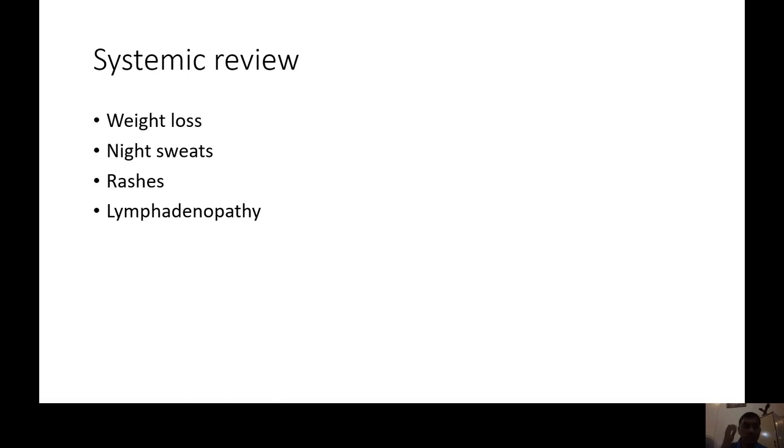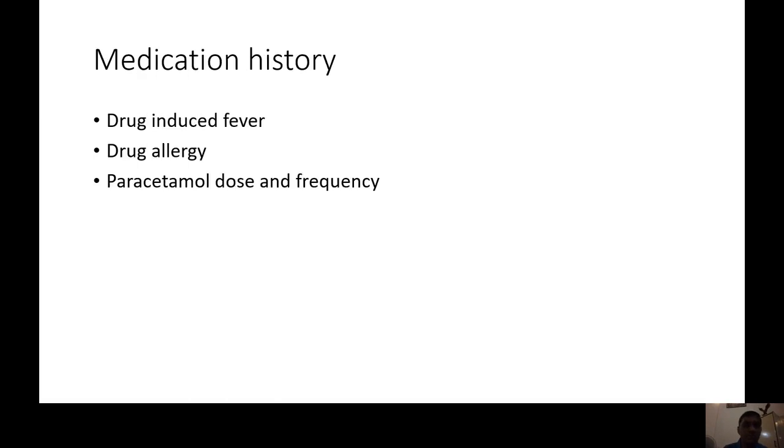But on general review, you have to ask about weight loss, night sweats, rashes, lymphadenopathy, which might give you some clues. Then medication history is very important. One thing of note in Sri Lanka is paracetamol overdose. Multiple therapeutic overdoses are fairly common, so you need to ask about paracetamol dose and frequency. Drug allergies are known to present as fevers, and of course if the patient is on several antibiotics, that alone can cause drug-induced fever.